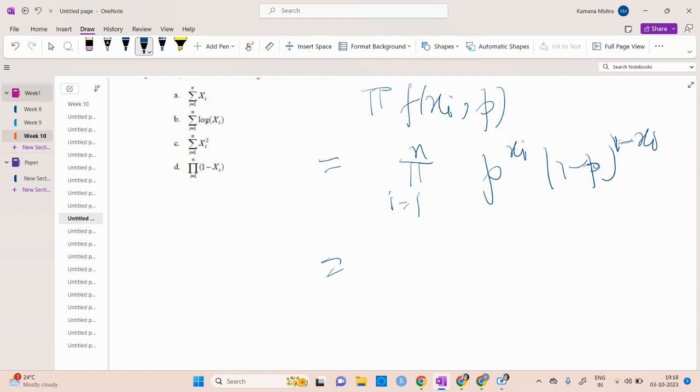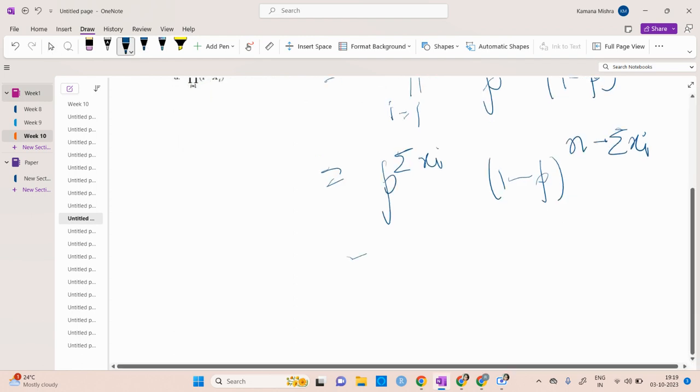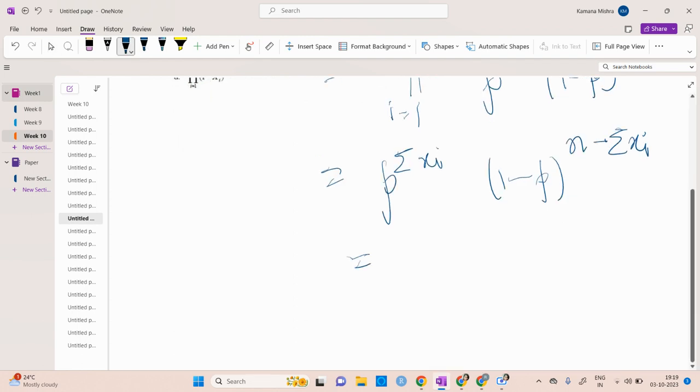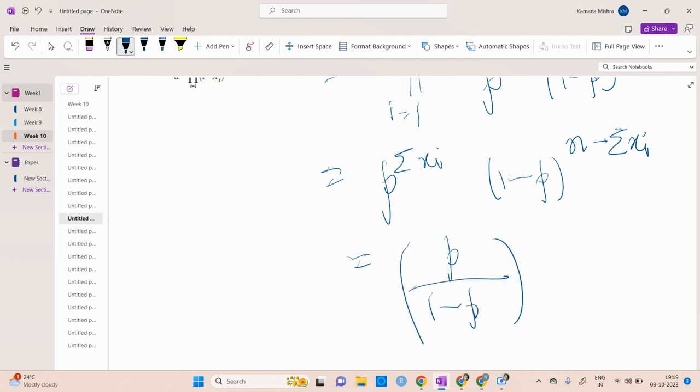So when we multiply p to the power x1 into p to the power x2, all will go in the summation, right? So it will be p to the power summation xi. It will be 1 minus p to the power summation of 1 for n terms, which will be n, and then this will be summation of xi. So now this is 1 minus p to the power minus summation of xi, so the power in minus will go down in the denominator, summation xi, and then 1 minus p to the power n.